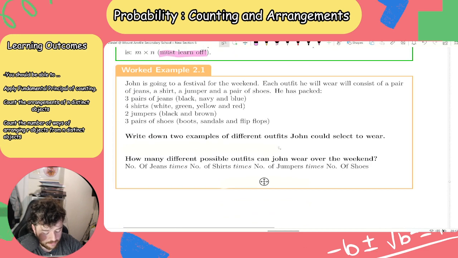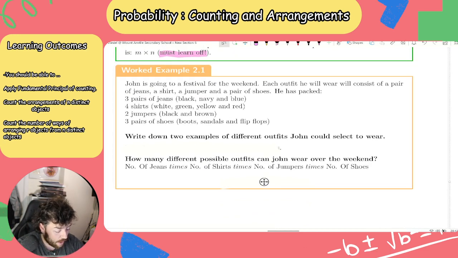Look, this is a worked example here. John is going to a festival over the weekend. Each outfit he will wear will consist of a pair of jeans, a shirt, a jumper, and a pair of shoes. He has packed, not really festival attire, is it? Anyway, he has packed 3 pairs of jeans, 4 shirts, 2 jumpers, 3 pairs of shoes. Write down 2 examples of different outfits John could wear.